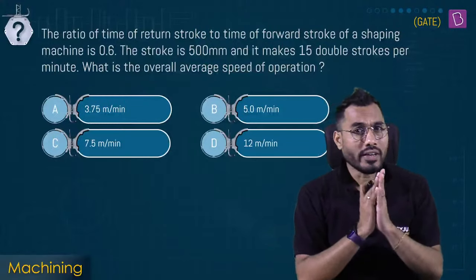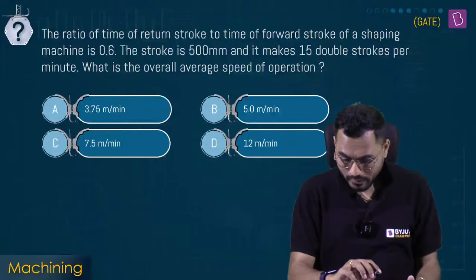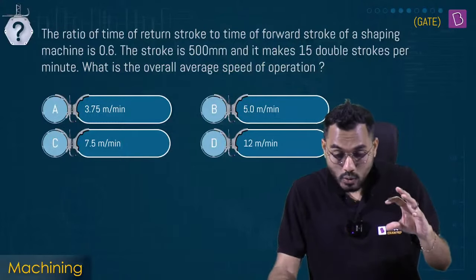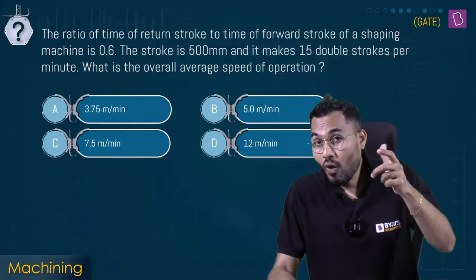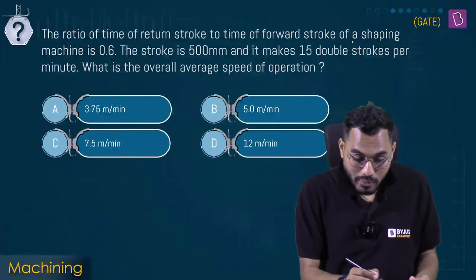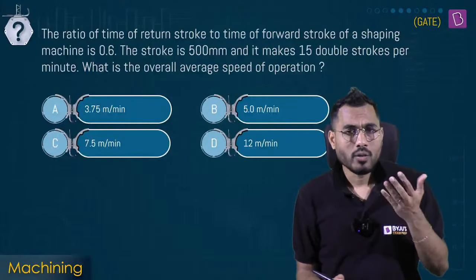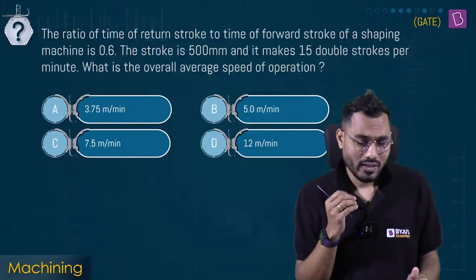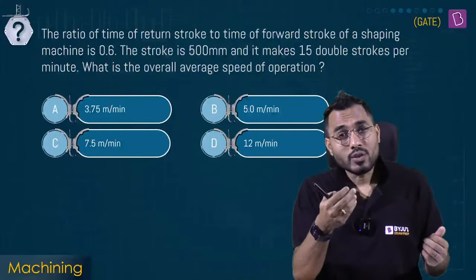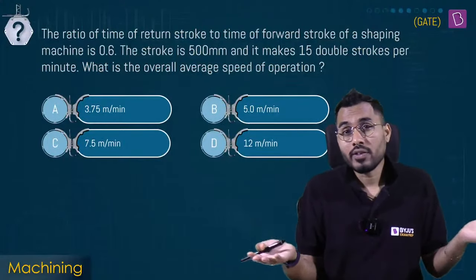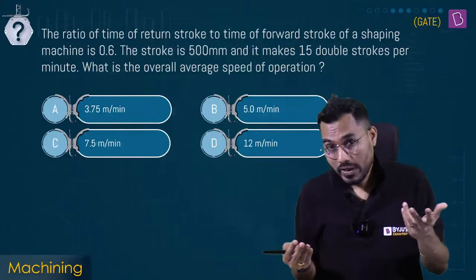Now, again, one very interesting question is asked. What is that? The ratio of the time of the return stroke to the time of the forward stroke of a shaping machine is 0.6. And we know that the time required for return is lesser and the time required for cutting is higher. Absolutely correct. Because in the return stroke, there is no contact between the tool and the workpiece. So therefore, there will be no machining operation. The tool will be moving at a higher speed. Fine.